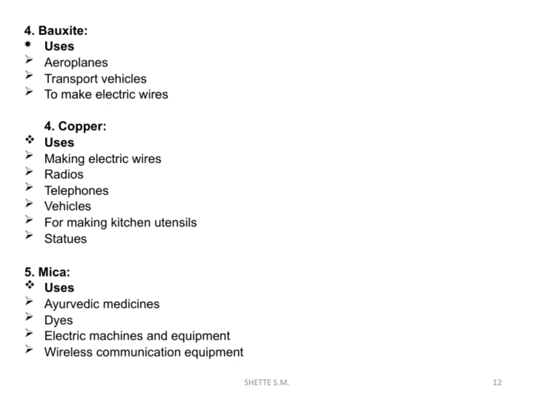Mica has several important uses, especially in the fields of medicine and industry. It's used in Ayurvedic medicines, which highlights its medicinal properties. Mica is also used in dyes, electric machines, and equipment, thanks to its insulating properties. Additionally, it plays a vital role in wireless communication equipment, helping in the production of various electronic devices.